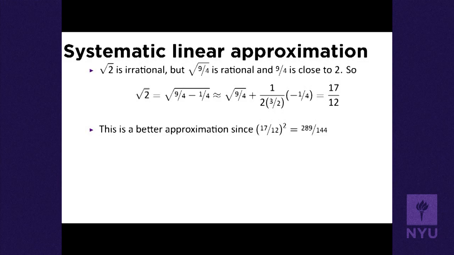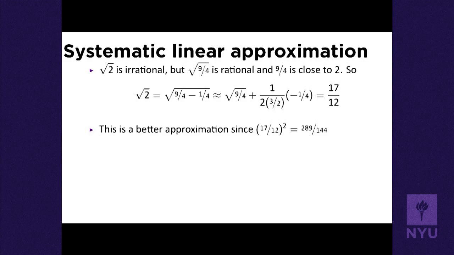So if you want to do it this way, this is f of x. That is x minus 1/4. So this is f of a, square root of 9/4. And this is f prime of a, 1/2 times the square root of 9/4. And this is x minus a. 2 minus 9/4 is negative 1/4. And if you do that, you get the approximation 17/12. So the square root of 2 is approximately 17/12.